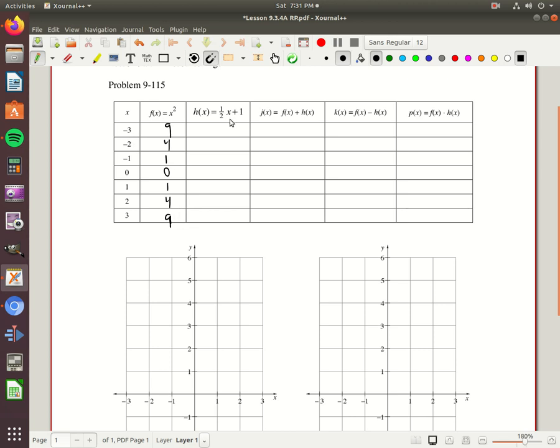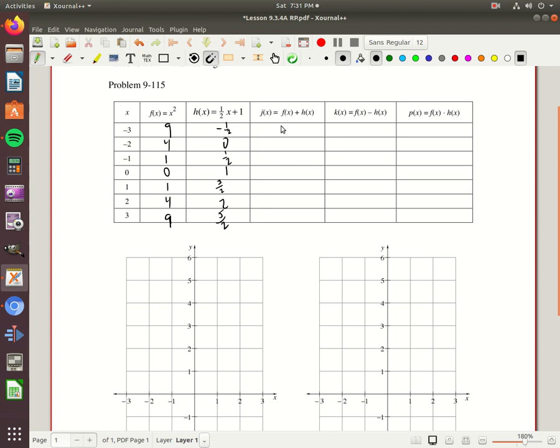What happens when I plug in negative 3 here? Well, I get negative 1½ plus 1, so I get negative 1/2. Here I get negative 1 plus 1, I get 0. Here I get negative half plus 1 is 1/2. Here I get 0 plus 1 is 1. Here I get 1½, we'll just call it 3/2. Here I'm going to get 1 plus 1 is 2. And here I'm going to get 1½ plus 1, so it's going to be 5/2. So that's what we get when we plug these in on these.